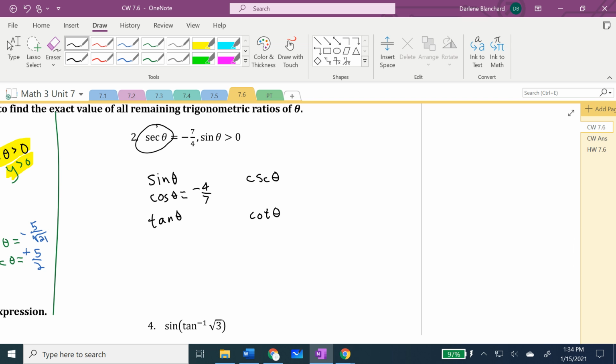And I want to take a look at the positive negative issue and make sure that I have the right values. So I have a negative secant. Secant is the reciprocal of cosine. Cosine is x. So really what I want to know is, where is x negative? X is negative in which quadrants?